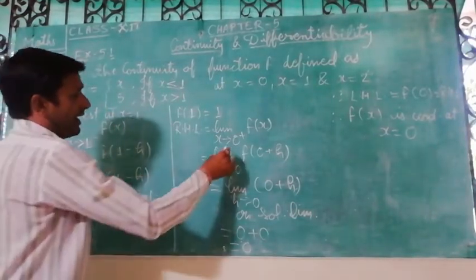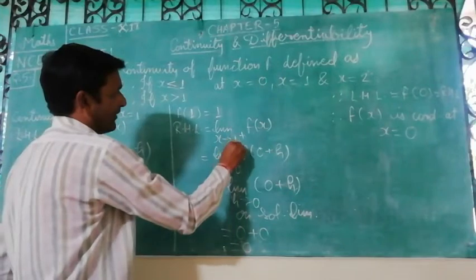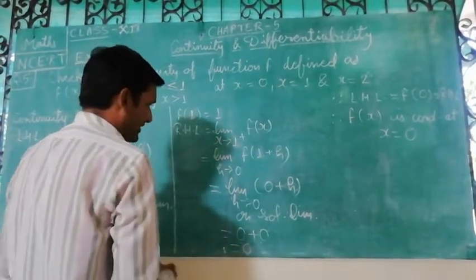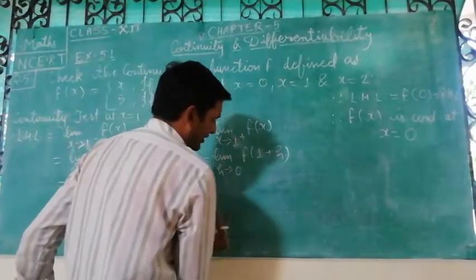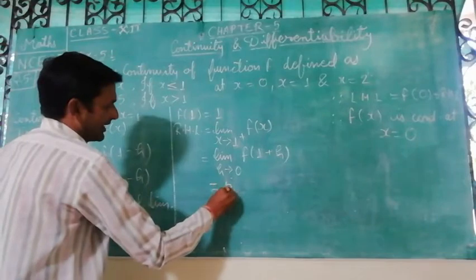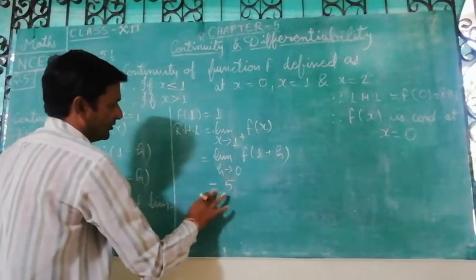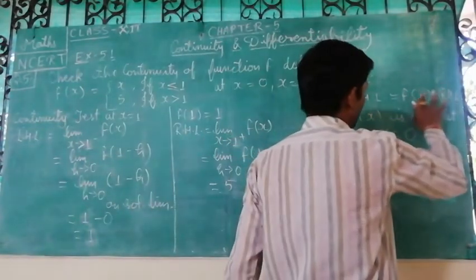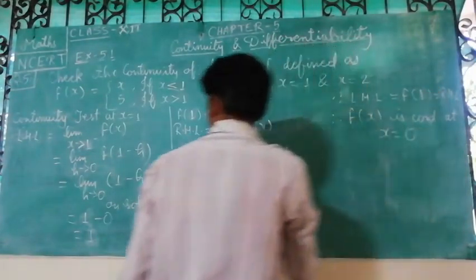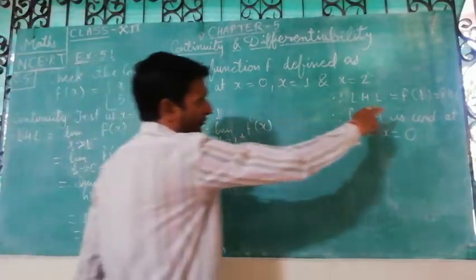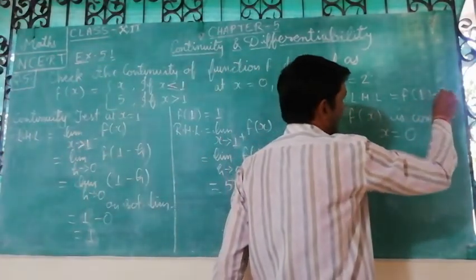Now RHL means 1 plus. At 1 plus h, it is clearly mentioned in the question that for greater than 1 it is 5. So you may directly write 5 here. So LHL is equal to f of 1, this is 1 and this is also 1, but it is not equal to RHL.